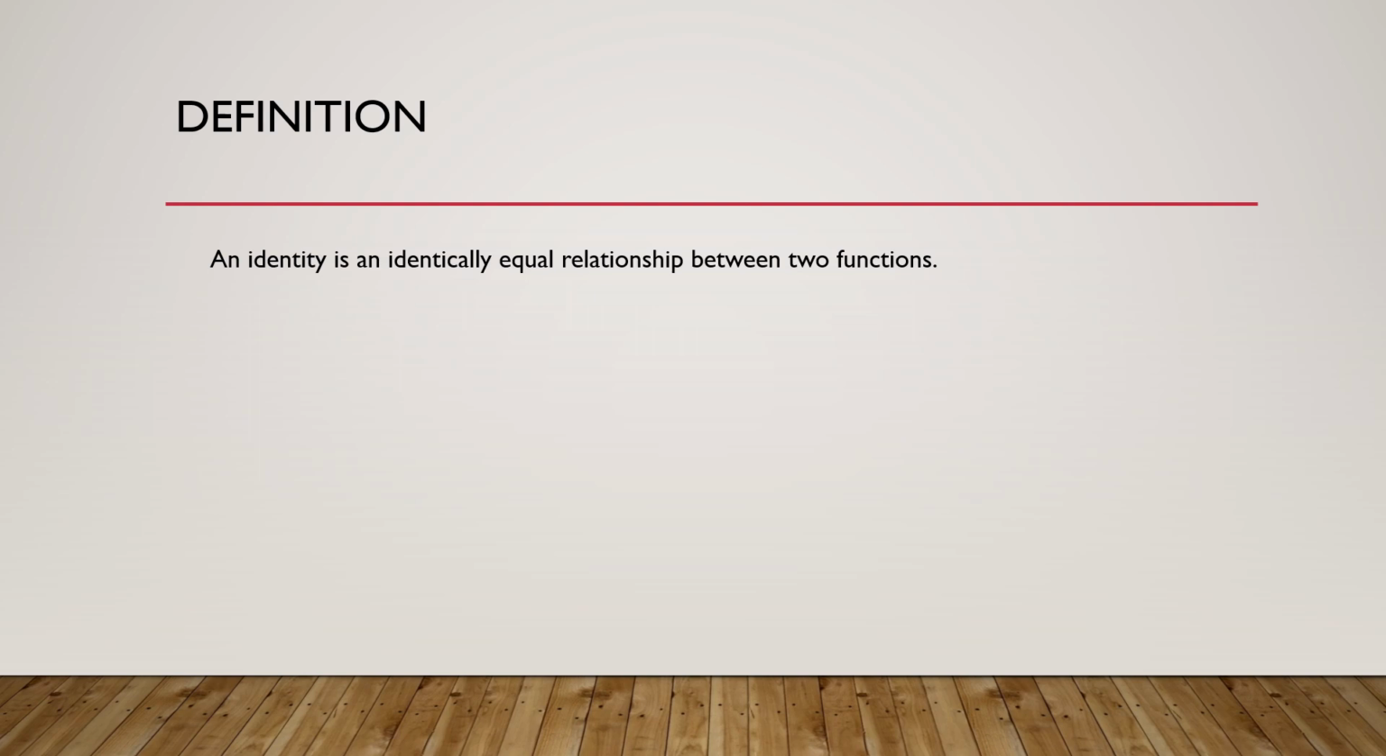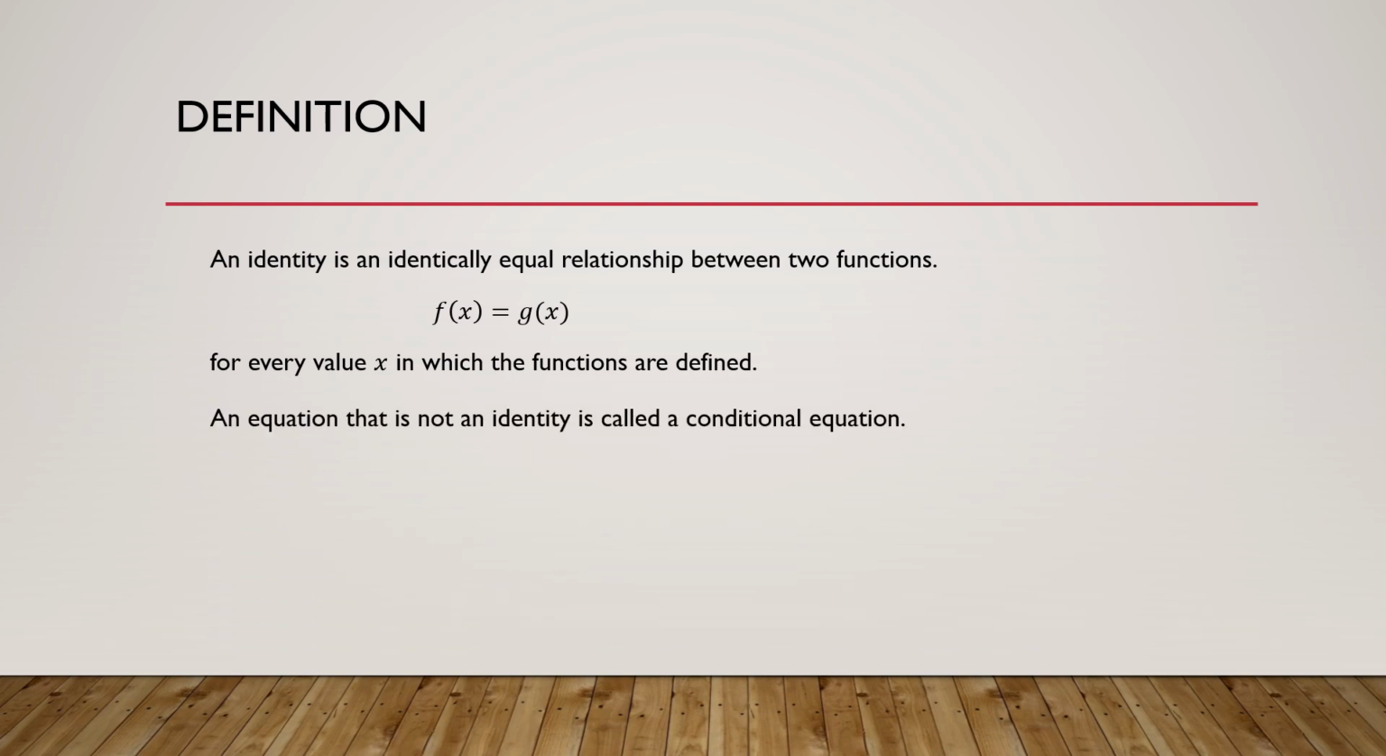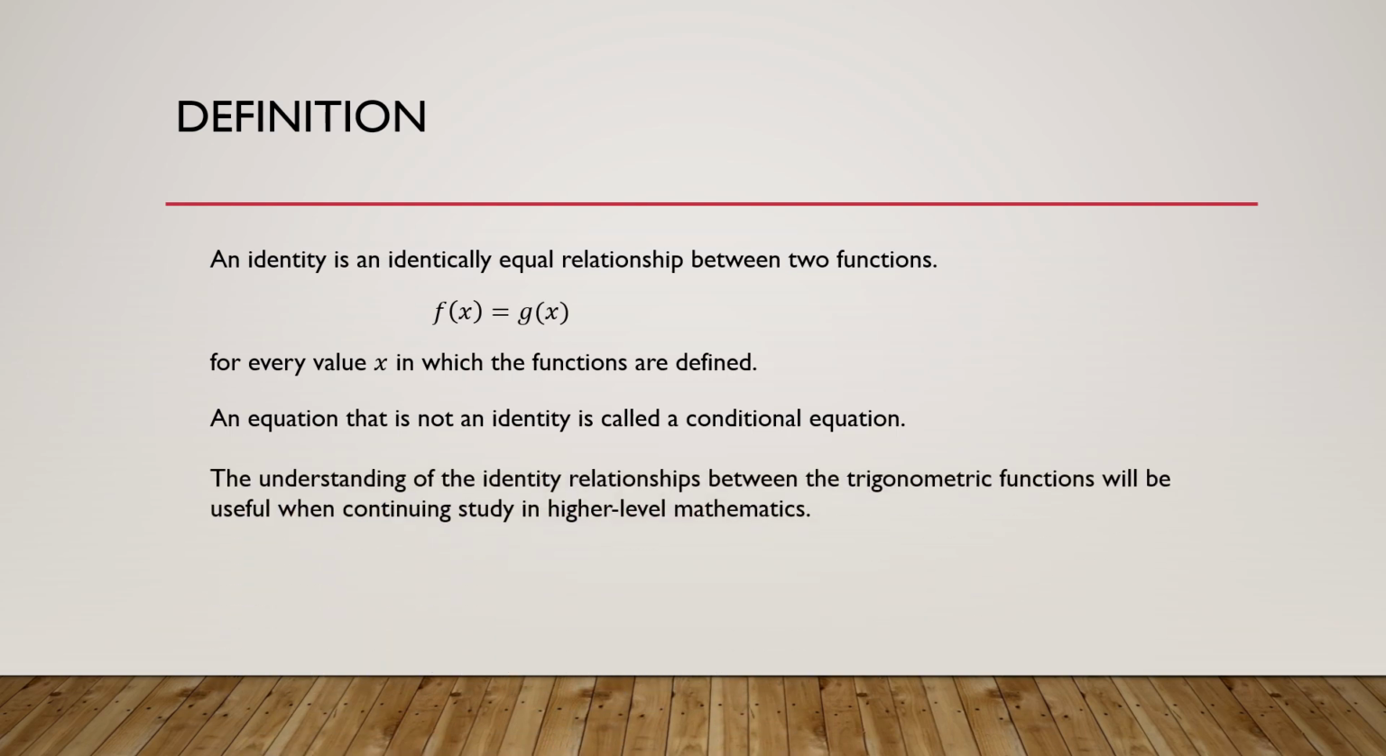An identity is an identically equal relationship between two functions. f of x is equal to g of x for every value of x in which the functions are defined. An equation that is not an identity is called a conditional equation. The understanding of the identity relationships between the trigonometric functions will be useful when continuing study in higher level mathematics.